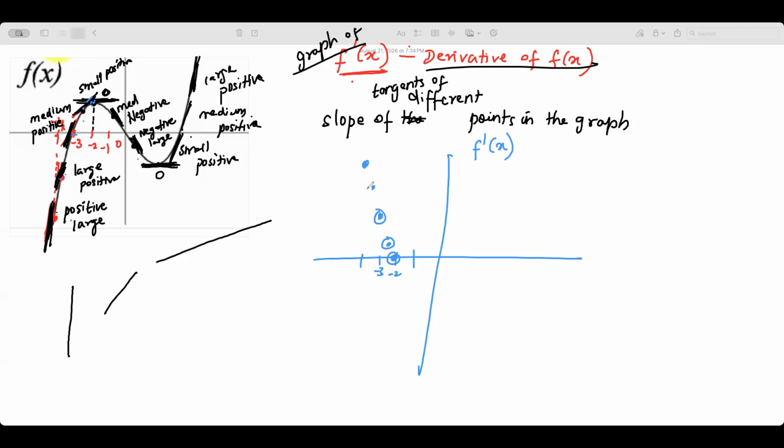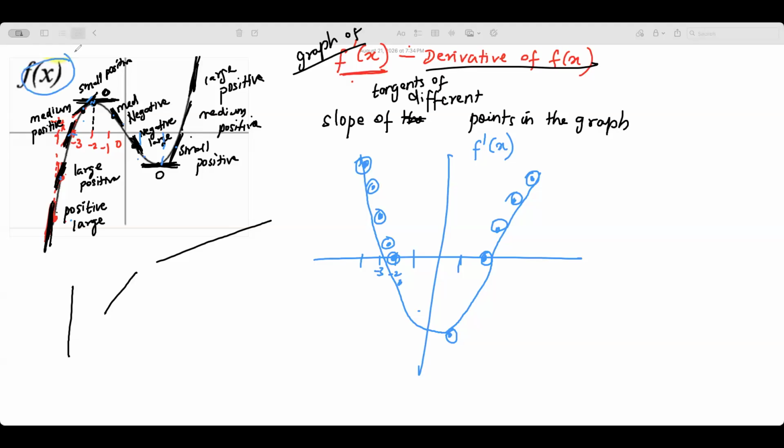Okay. So we are plotting all these points where we found out the derivative, where we found out the slope of the tangent. Then it became medium negative, and then large negative came into picture when it was positive 1. Then at 2, let's say it became a 0 again. And then small positive, medium positive, large positive. So what are we achieving?